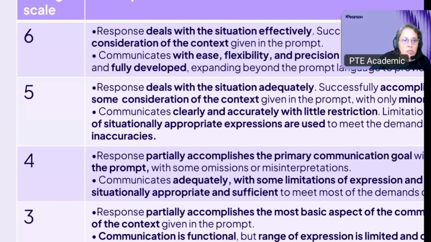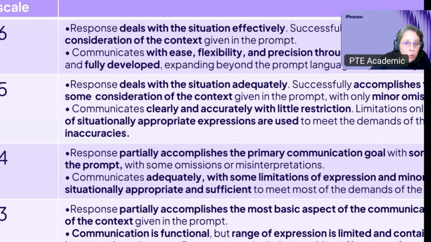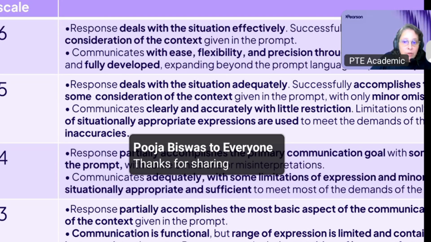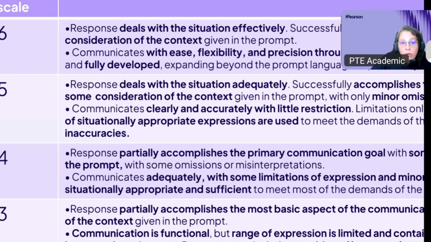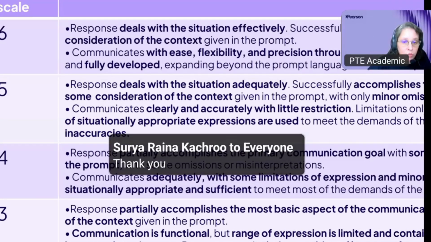Now, if you notice the difference between a 6 and a 5, deals with the situation effectively is 6, deals with the situation adequately is 5. You'll see a use of these kinds of phrases. So just keep a note of this because this will really help you in being able to give them feedback on whether they were able to do this adequately or effectively. And you can keep referring to the score guide because this is what has been used to train the AI, to train the human scorers on giving accurate and fair scores.